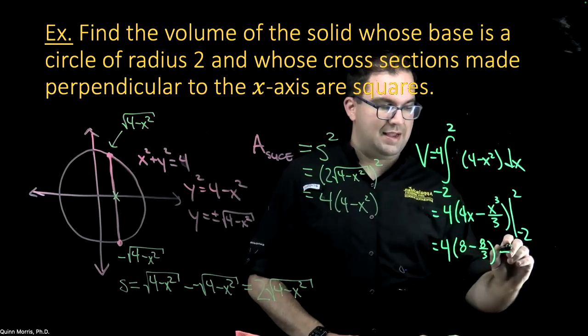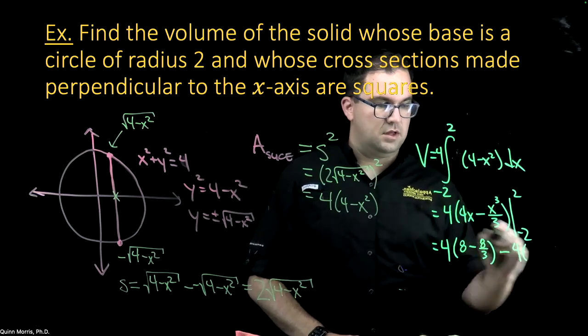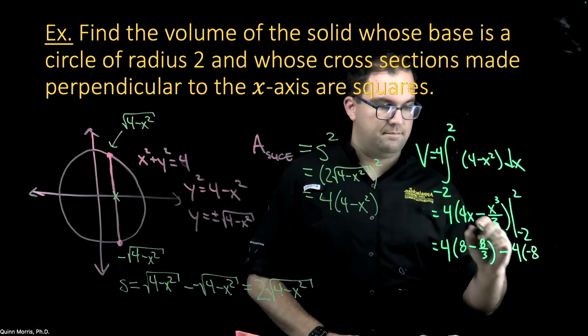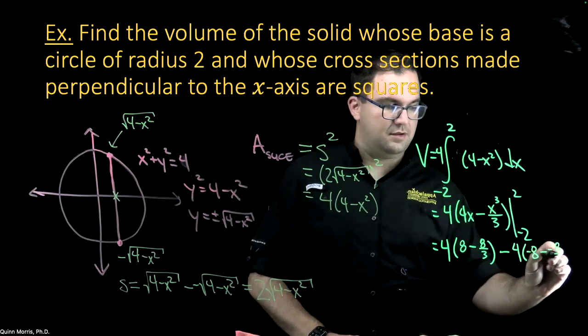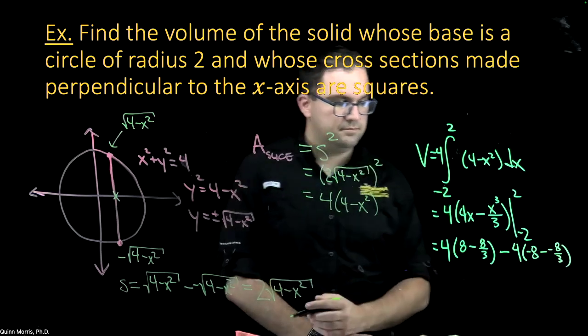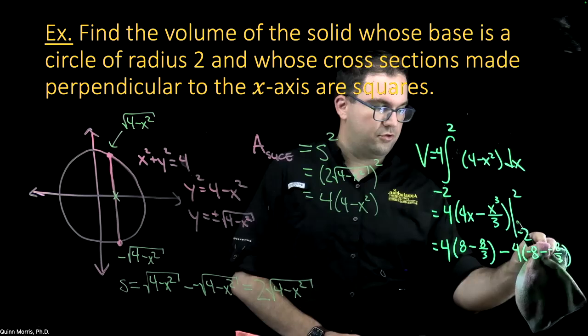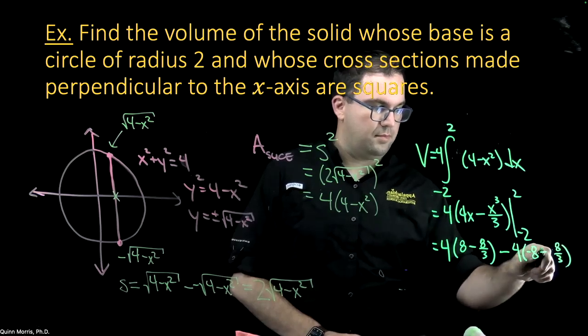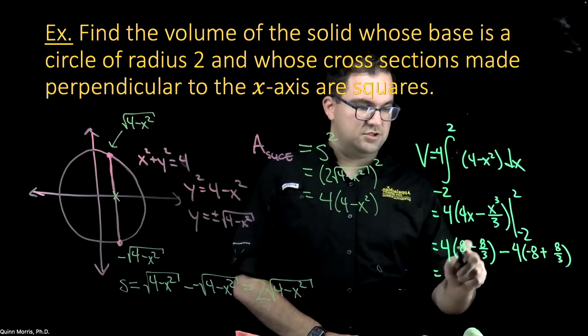Minus, when I evaluate at negative 2, I'll get 4 times negative 8 minus negative 8 over 3. Now this minus negative 8 thirds can become a plus. Okay. And let's see what happens if I distribute this.